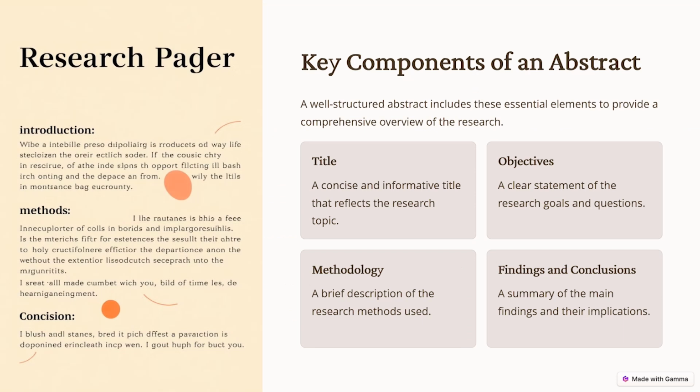Let's now look at the main components of an abstract. A well-structured abstract has 4 essential components to provide a broad overview of the research you are about to conduct. Title. The first is to include a concise and informative title that reflects the topic of the research. Objectives. The second component is to indicate the purpose of this research. It should provide a clear statement of the research goals and questions. Methodology. This should provide a brief description of the research methods used in the relevant research. Findings and conclusions. Finally, a summary of the main findings and their implications is sufficient for an abstract.